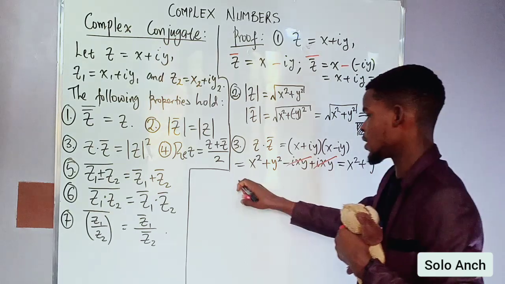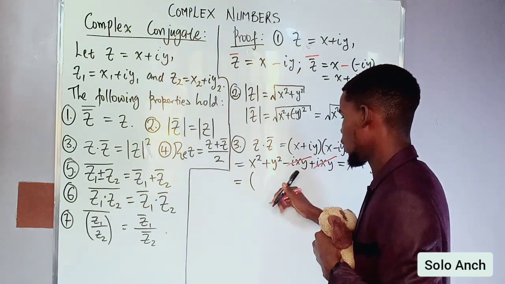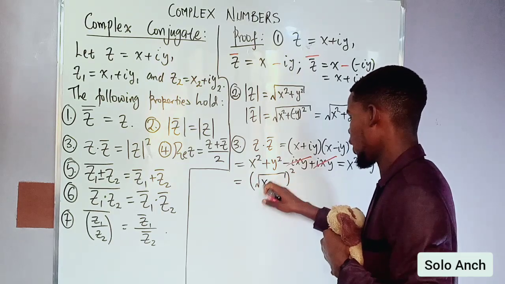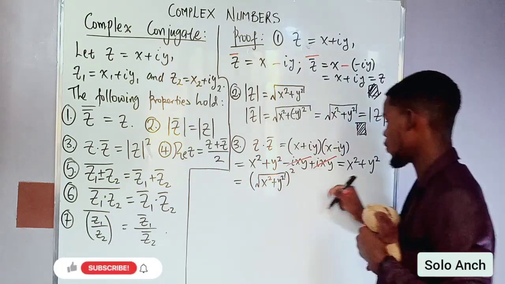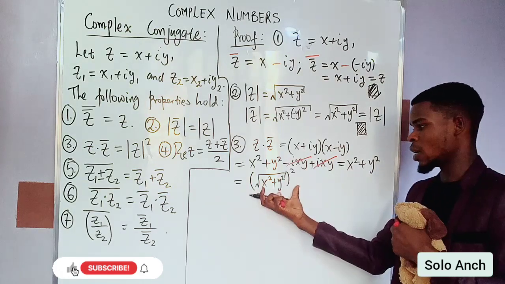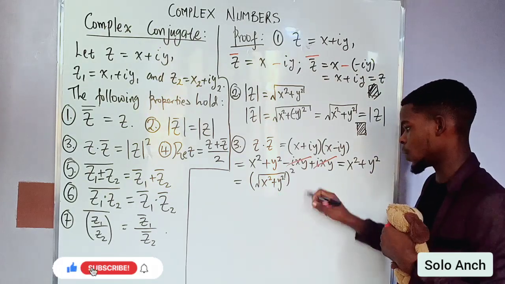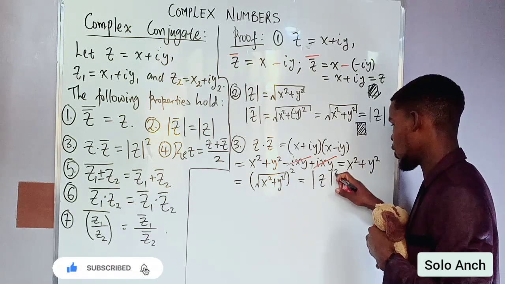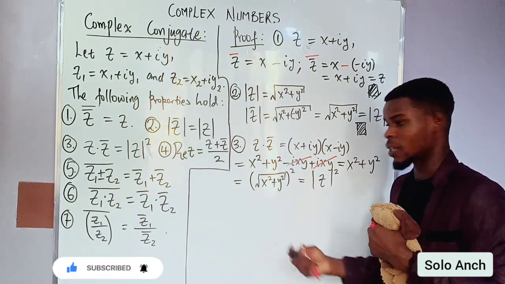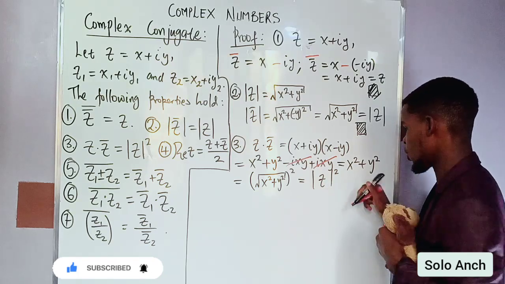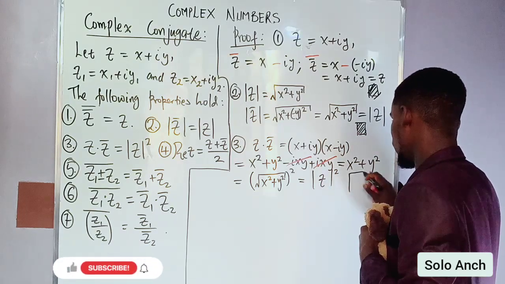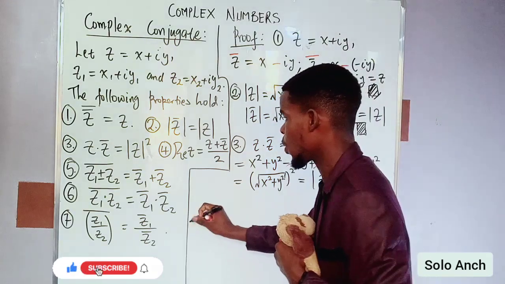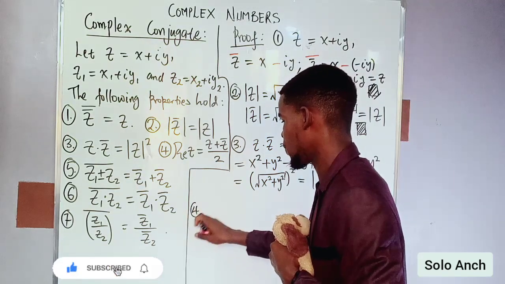But this right here is the same thing as the square of the square root of x squared plus y squared, right? We can write x squared plus y squared as the square of the square root of x squared plus y squared, which is the same thing as the square of the modulus of the complex number z, since the square root of x squared plus y squared will give us the modulus of the complex number z. And that's it. So we've shown that, so we can draw the box and shade it. All right, good. That's the third property. So let's go to the fourth one.